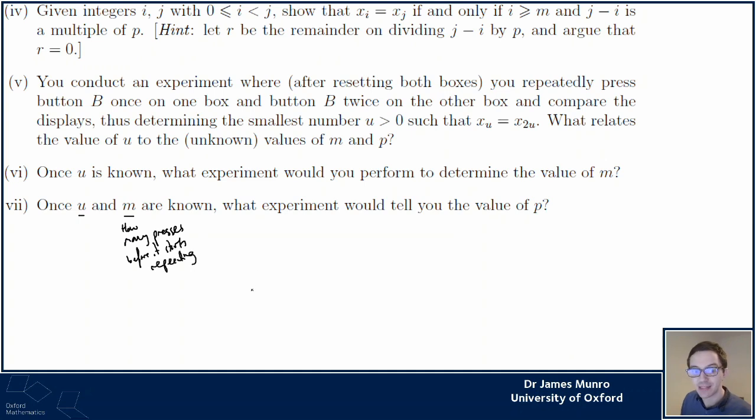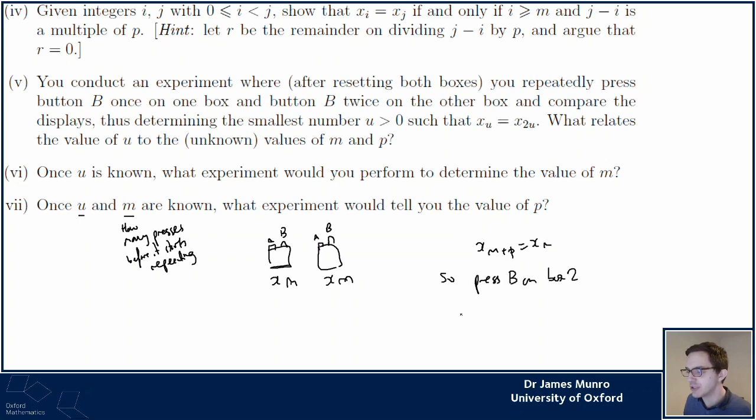So now I think I can see what I want to do. I want to get both boxes to XM, by pressing B M times. Get both boxes to XM, and now P is the smallest number such that XM plus P is equal to XM, so press button B on box 2 until they match. And that'll happen after exactly P presses, so count as you do that.